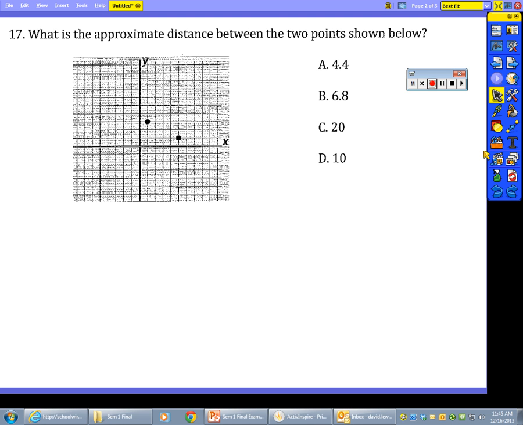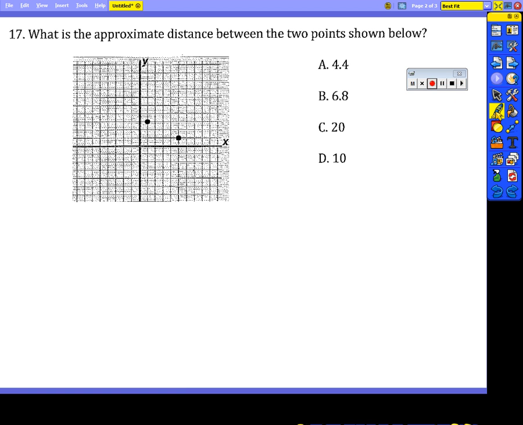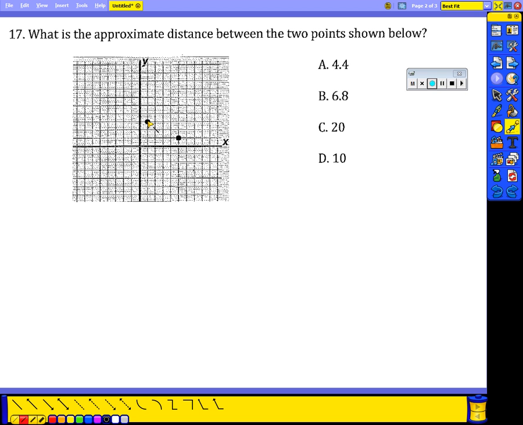Alright, here's one. Number 17. As you can tell, it didn't scan very well, but I think it scanned good enough. What is the approximate distance between the 2 points? So here are the 2 points. I'm going to connect them. Alright, they want to know what's that distance.